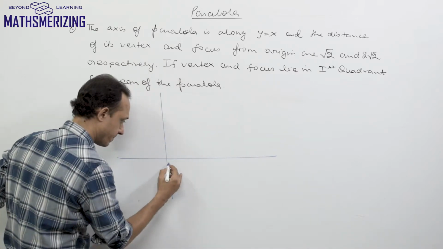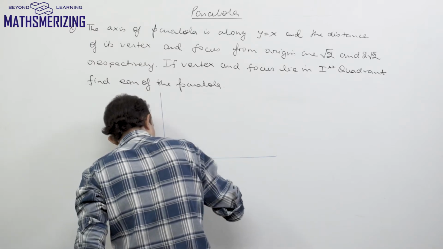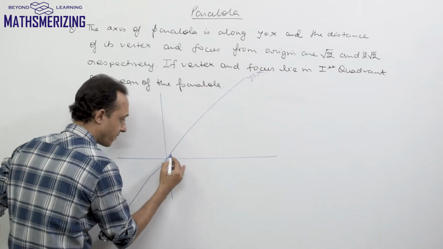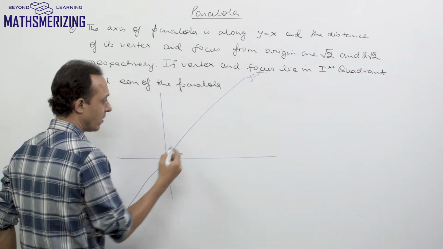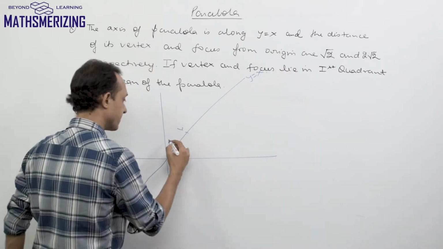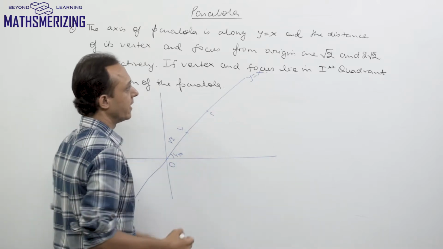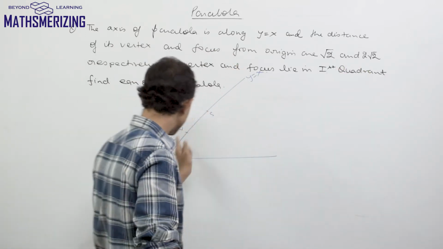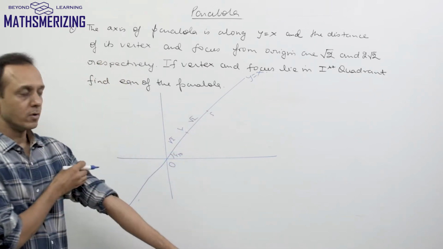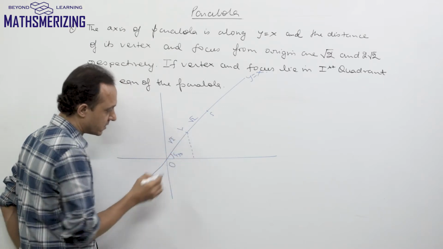this origin, and the axis is along the y equals x line. This angle is 45 degrees. Now the vertex is at a distance of root 2 units, and the focus is at a distance of 2 root 2 units from the origin. So again it will be root 2 units. So now we know that this is root 2.